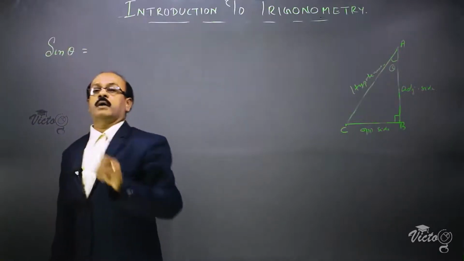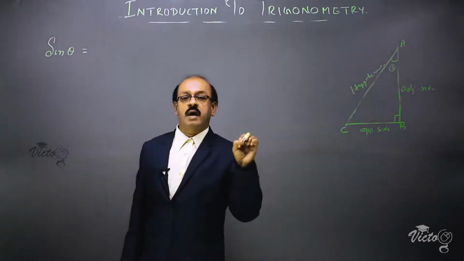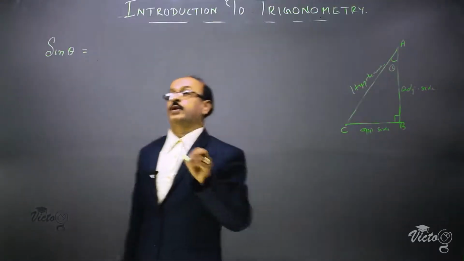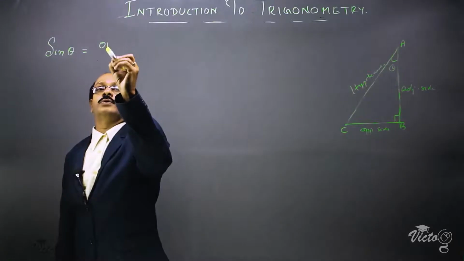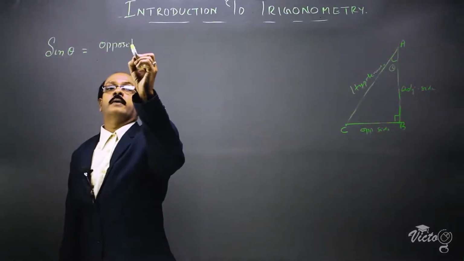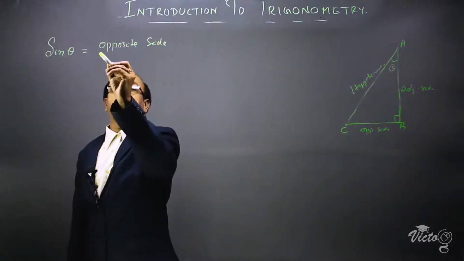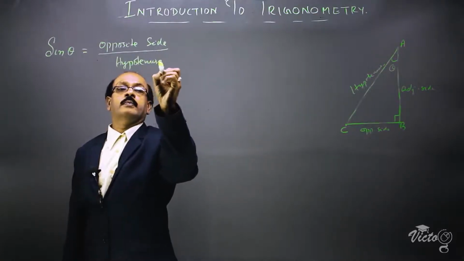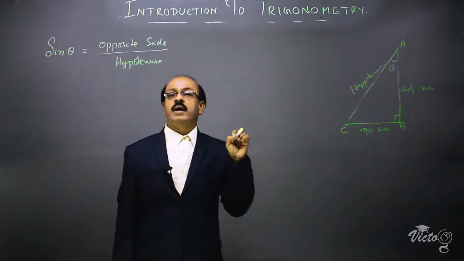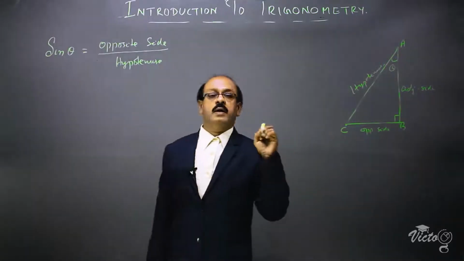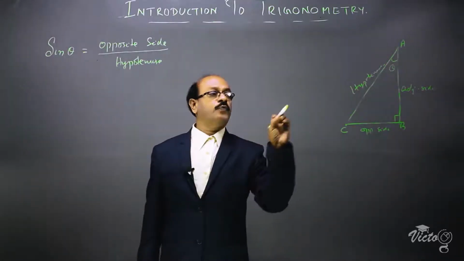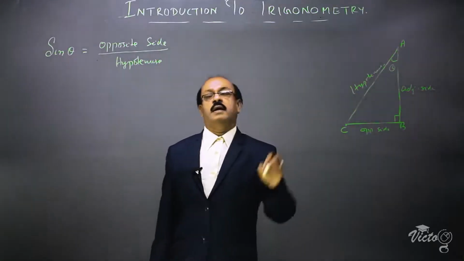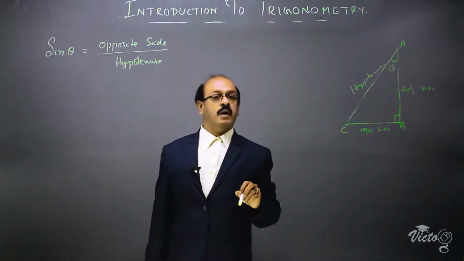Sine theta. When we are hearing the word sine, we have to remember it is opposite side by hypotenuse. Sine theta is equal to opposite side by hypotenuse. The ratio obtained by dividing the opposite side by hypotenuse is called the sine of the angle theta. Which angle are we considering? The sine of that angle, that is sine theta, is equal to opposite side by hypotenuse.